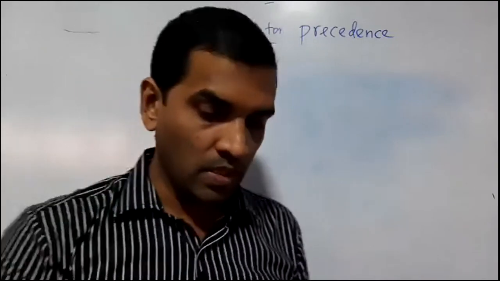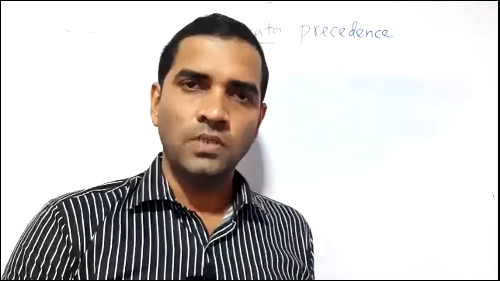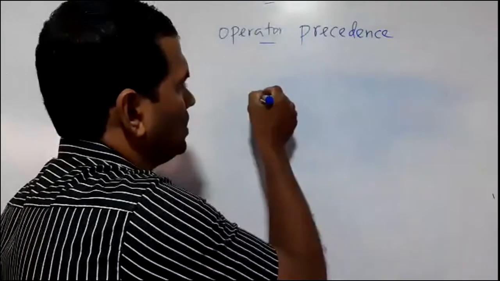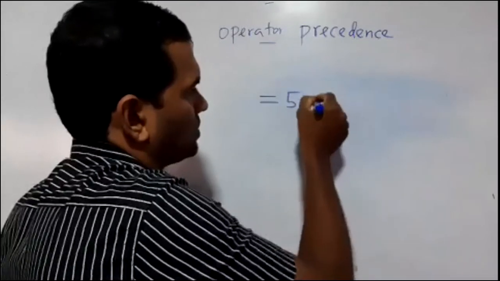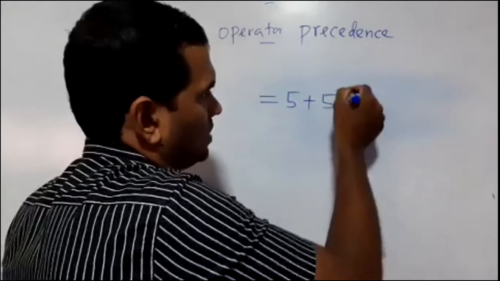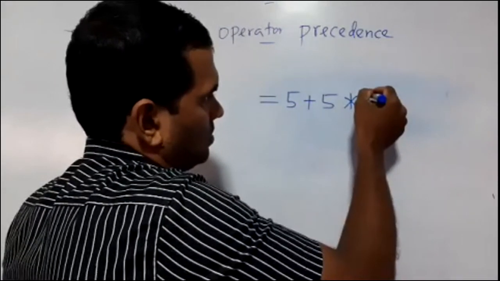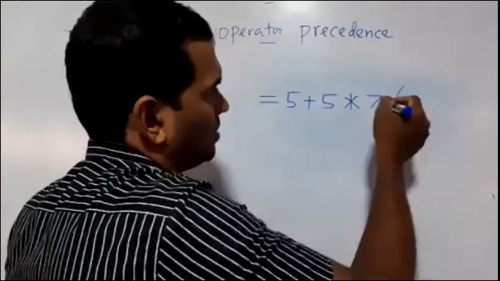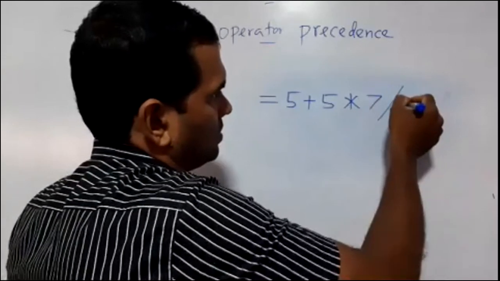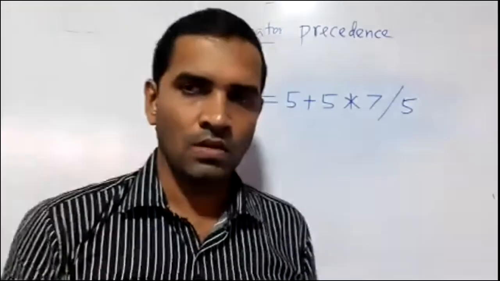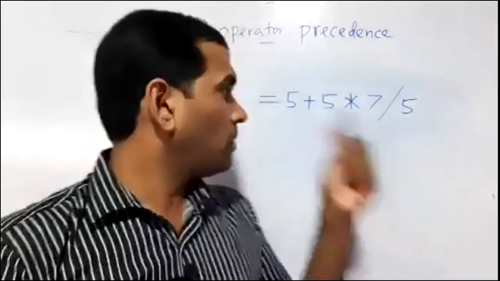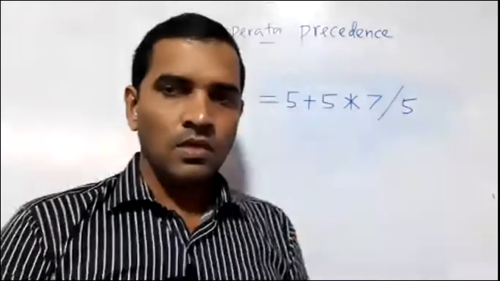Because we have to understand that idea. When two operators have equal priority in an expression, you need to know how to handle them, right? Like the one which I explained just now. Look here, we have 5 plus 5 asterisk 7 divided by 5, right? Okay. So now this has 3 operators: plus, asterisk, division.